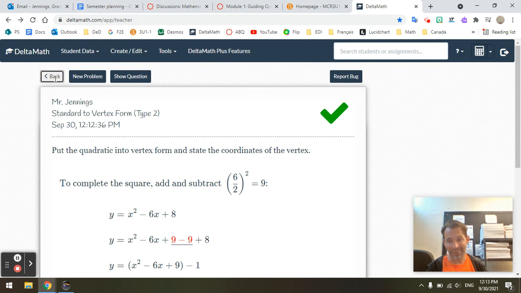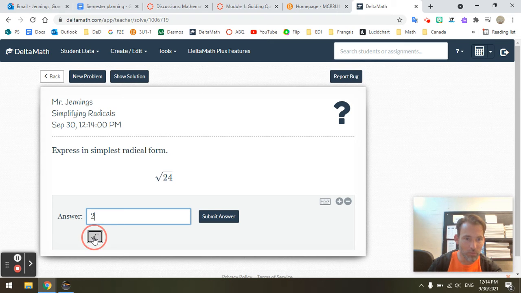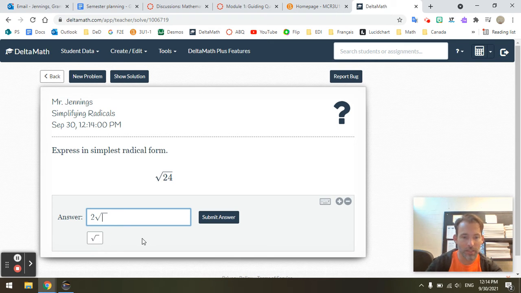Cool. Now, last skill, simplifying radicals. You'll notice I ask you to do 7 right in a row. Okay, so here, 24. I recognize 24 is 2 times 2 times 2 times 3, and I can do that by breaking it down by prime factors. I did it by noticing that this is 8 times 3, and 8 is 2 times 2 times 2. So there's one 2 that comes out. 2 root 6. Submit answer.